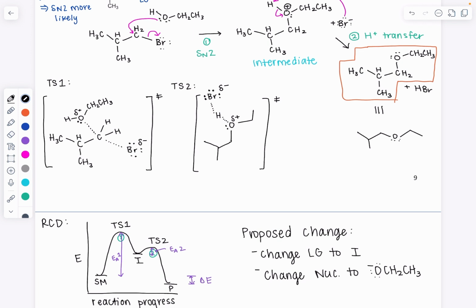And then same thing, this would be provided as like potassium ethoxide or sodium ethoxide. Basically the ion with a cation, a spectator cation.